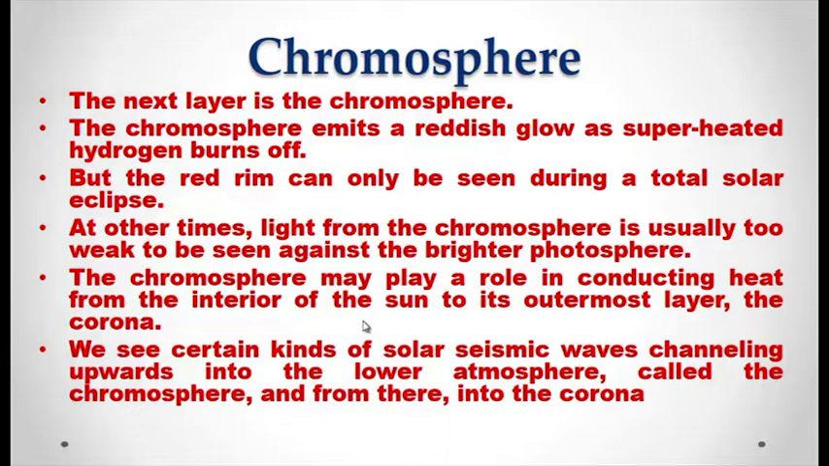Hydrogen combines together and produces helium. Then that helium combines together and changes into another atom. This is the combination sequence in the sun to produce energy.